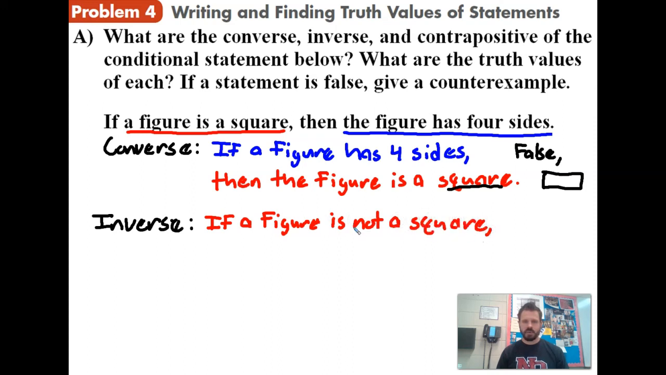Okay, if a figure is not a square, and again, negation just means add a not, okay, then the figure does not have 4 sides.